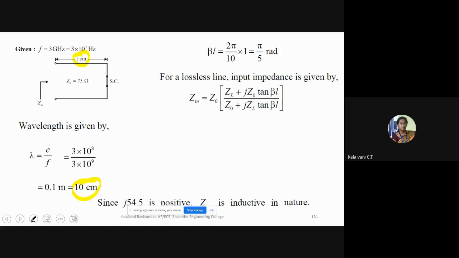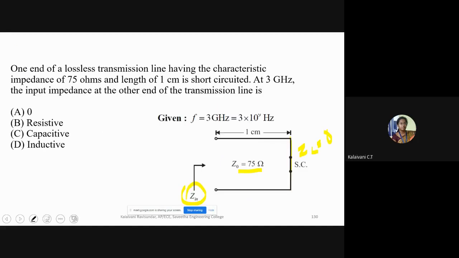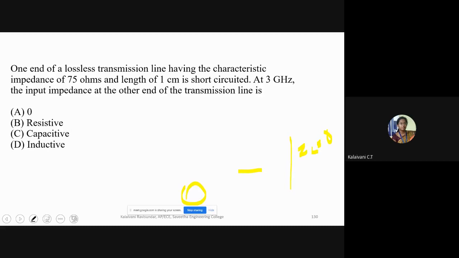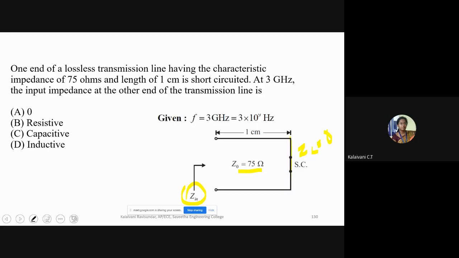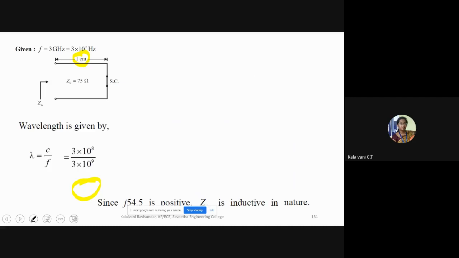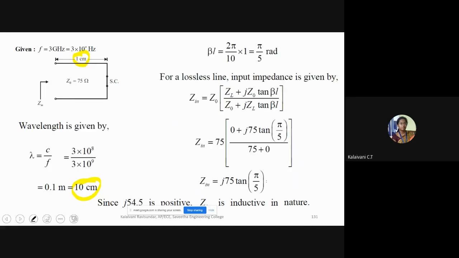Now, ZL is 0. Since this is short circuited, ZL is 0. Z0 is given in the question as 75 ohms. So if we cancel, the 75 will get cancelled. We will get j 75 tan pi by 5. Our question is whether it is inductive or capacitive or resistive. They have not asked about the exact answer. So j 75 tan pi by 5.